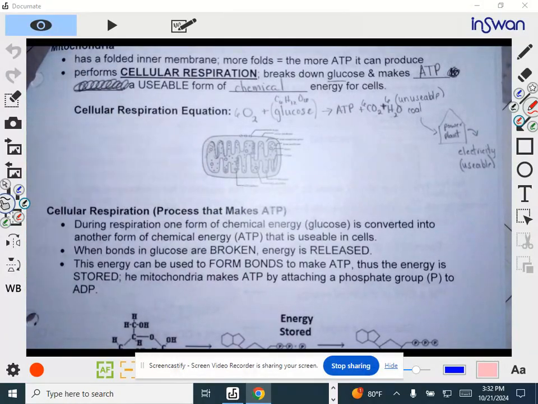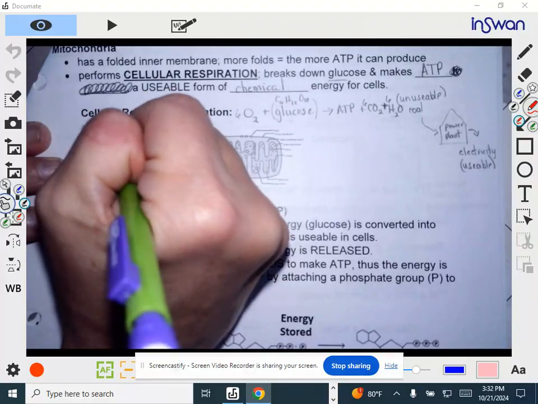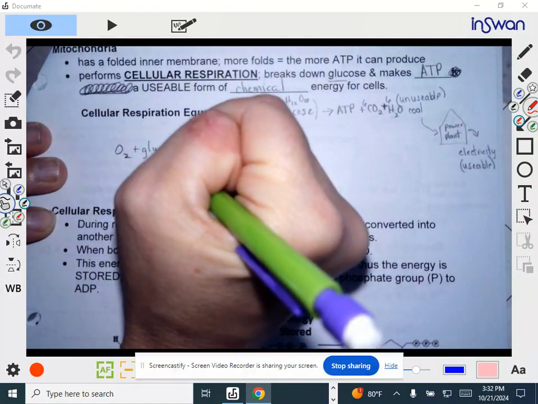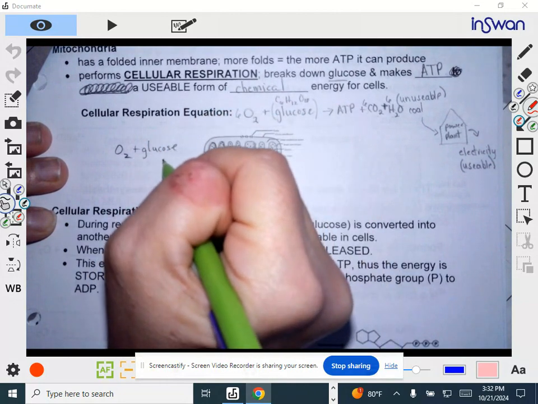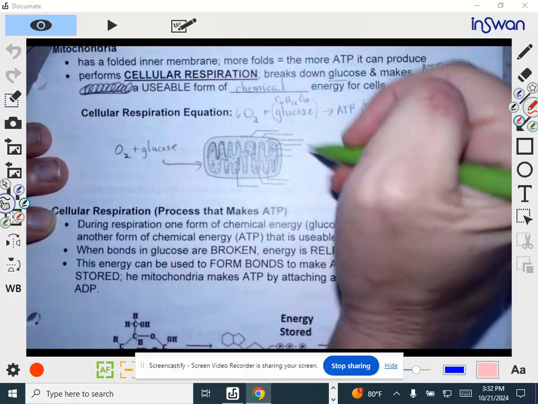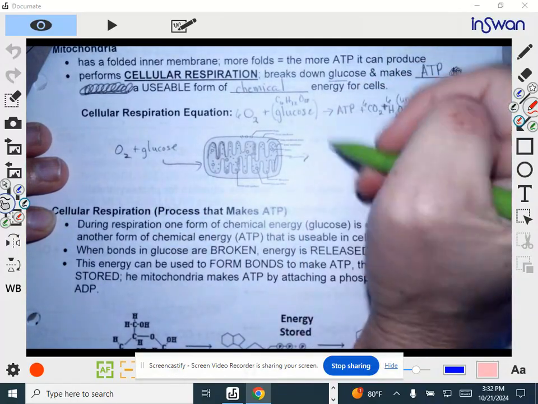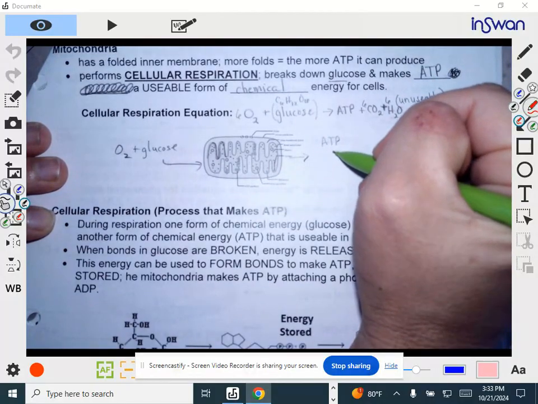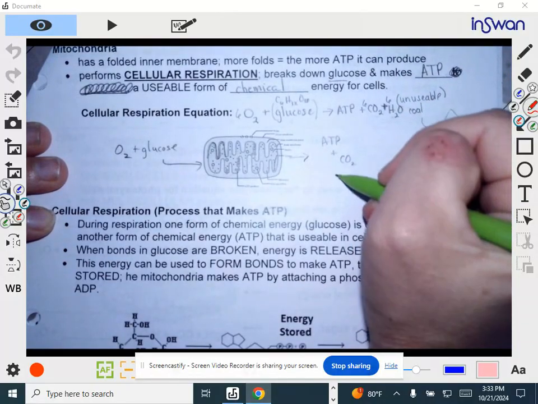So to diagram what's happening here, we would say that the mitochondria is going to take in oxygen and glucose. So in those go, and then out comes what's made. So we have ATP molecules, we have CO2 molecules, and we'll get water molecules.